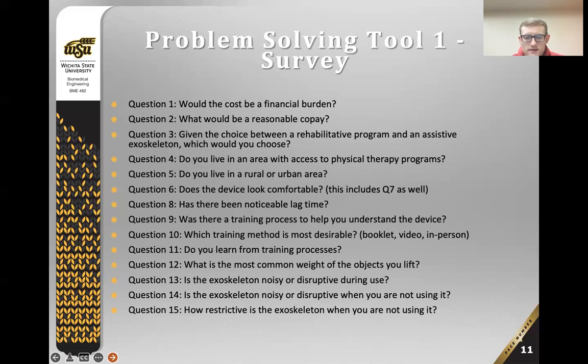This categorization relied on the feasibility that a change to the device might be implemented. For example, question 13 asked if the exoskeleton was noisy or disruptive during use. The positive answer would have been yes, and the negative answer would have been no, while neutral counted towards neither the positive or negative count. Question 7 was omitted from categorization as it did not yield answers that fit into either the positive or negative categories. Pareto charts of both of these categorizations were created to visualize the positives and negatives from previous device properties.